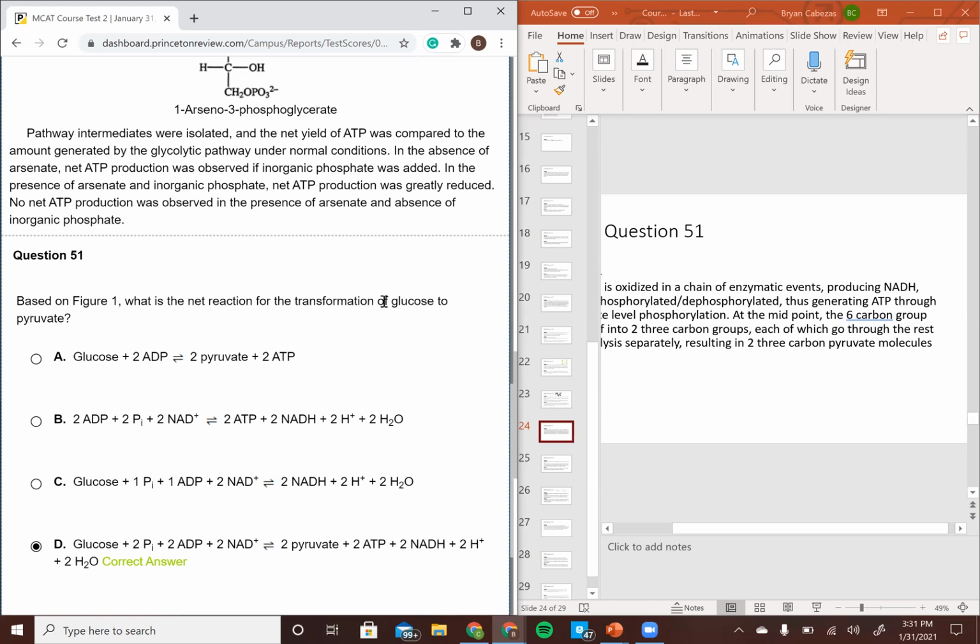So guys, you've got to know your pathways. Glycolysis is one of those pathways. Probably going to be one of the most asked about pathways. I would say the most asked about are the PPP, glycolysis, and the Krebs cycle, from what I've seen so far. Electron transport chain as well.